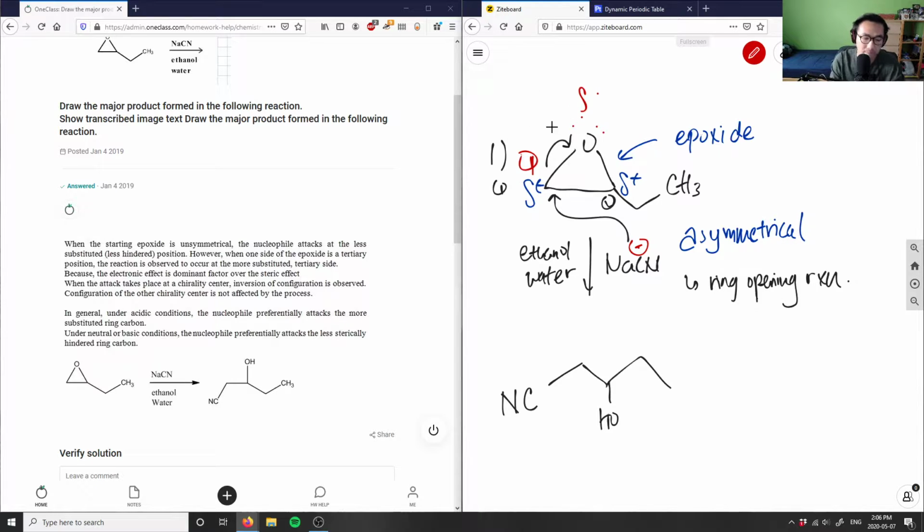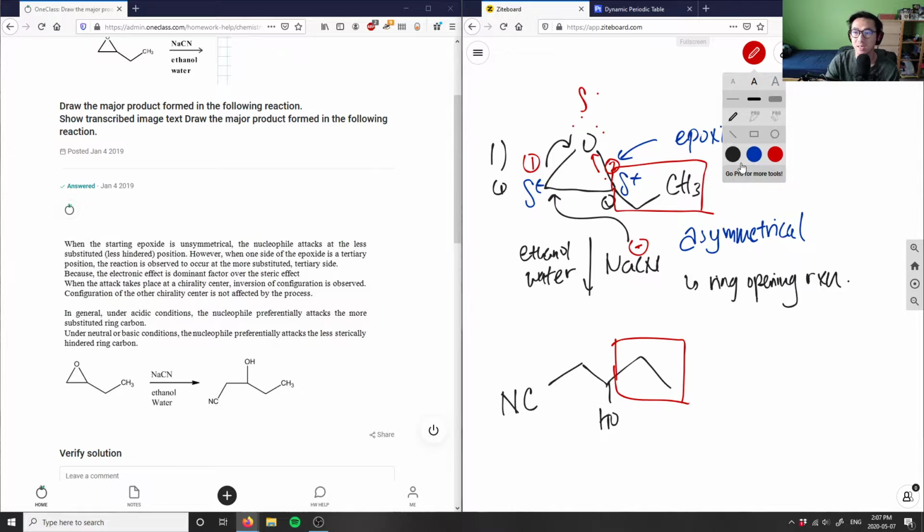Carbon 1. Carbon 2 would be bonded to the hydroxide group here, and then also bonded to the ethyl group here, which is this ethyl. Ethyl is here, and this ethyl is here as well. So this solution here is correct. As you can see, the basic condition is going to attack the least substituted carbon, so you're going to get this as your product here.